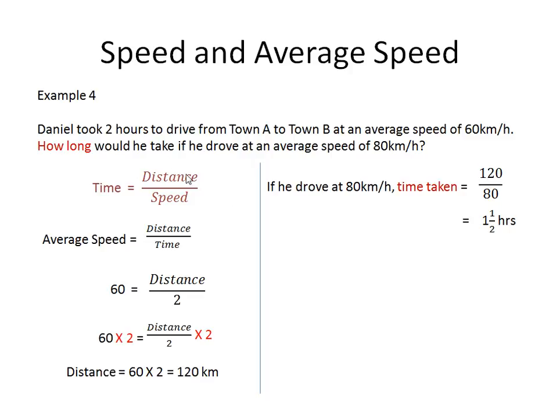Now we can apply the time formula. If he drove at 80 kilometers an hour, the time taken will be distance, which is 120, divided by 80, which is the speed. And this is equals to 1.5 hours. If you write your answer as 1.5 hours, that is also correct.